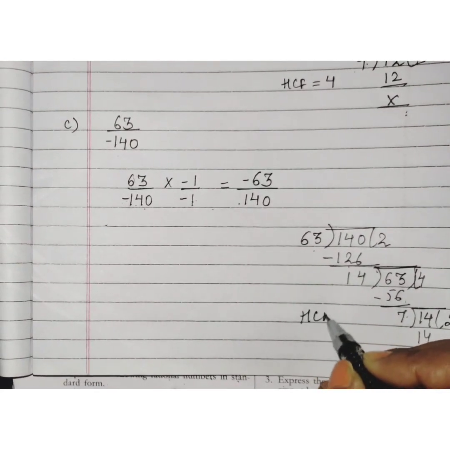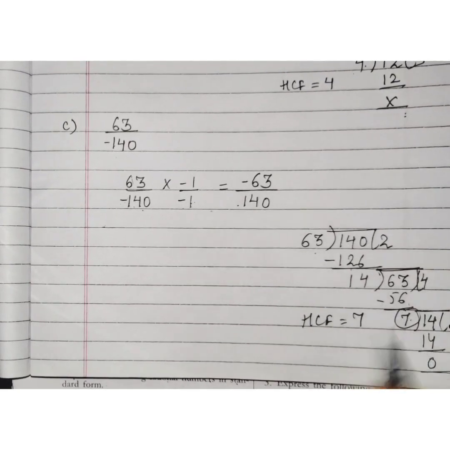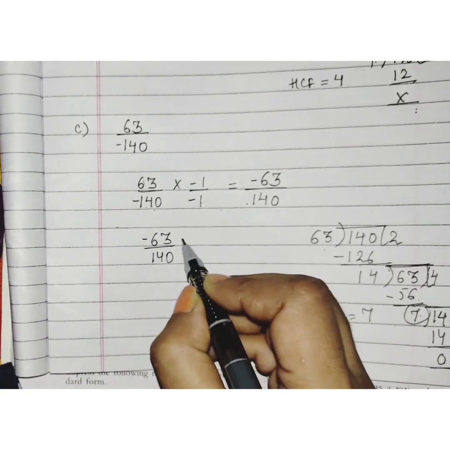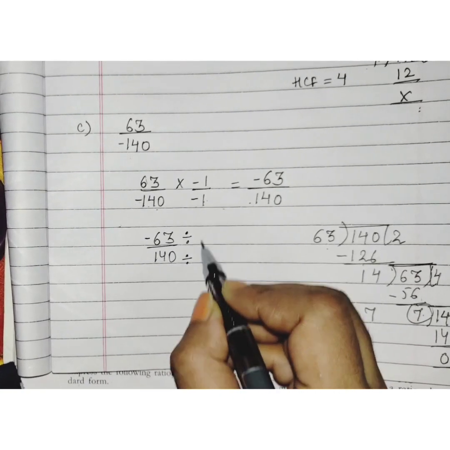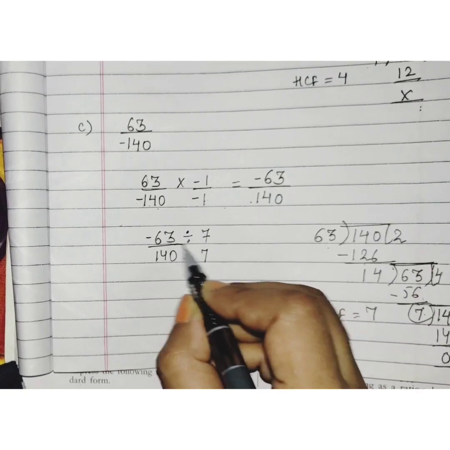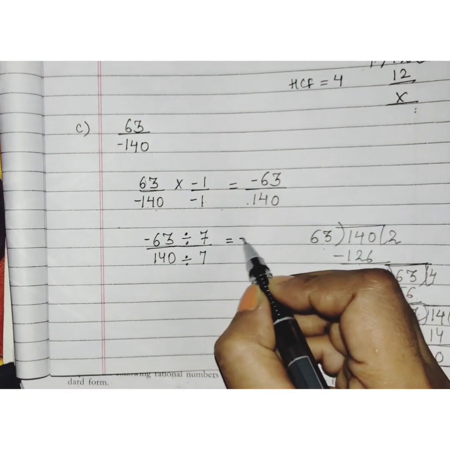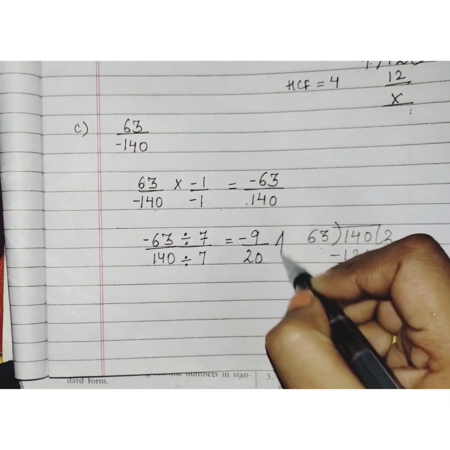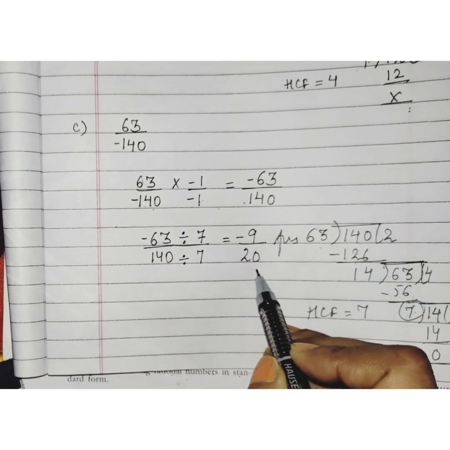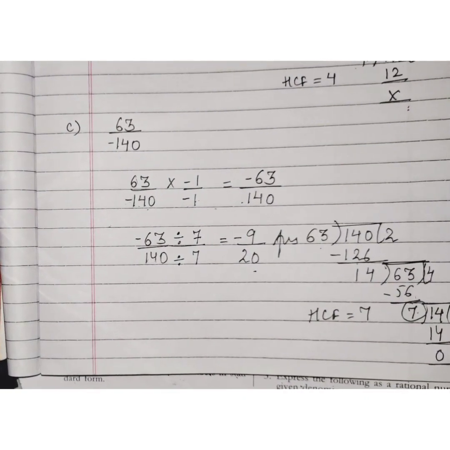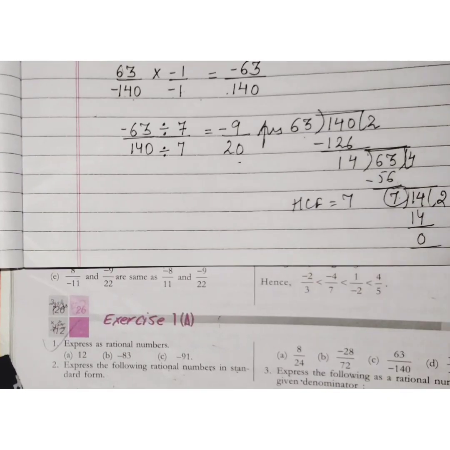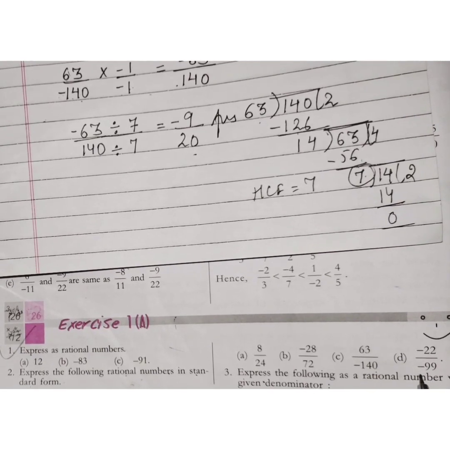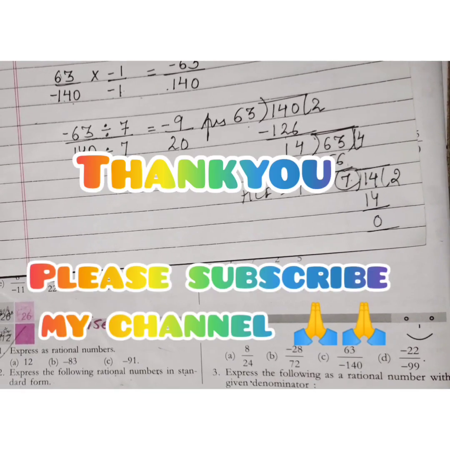Now your HCF will be this, that is 7. Now after this you need to divide the numerator and the denominator by their HCF, and your HCF is 7. 7 9s are 63, 7 20s are 140. So your final answer is minus 9 upon 20. This is your standard form. Clear? And in the same way you have to do this D part, minus 22 upon minus 99. So I think you can do it yourself.